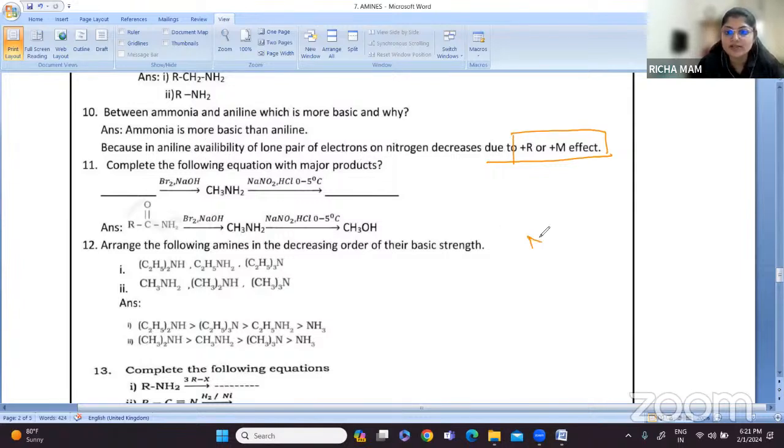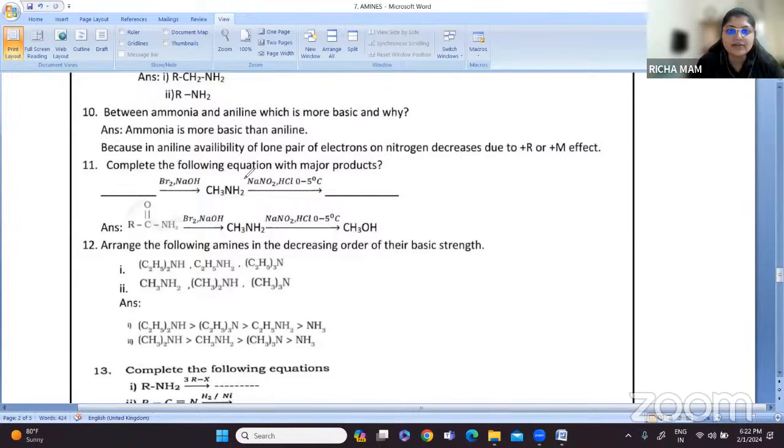The ammonia structure is nitrogen with three hydrogens. Because of the lone pair of electrons, the electron density will be more at nitrogen.